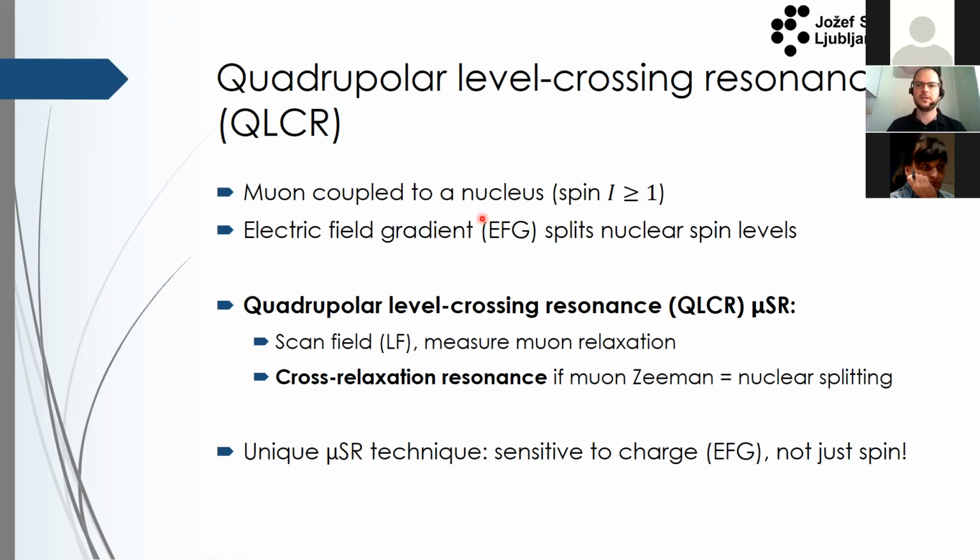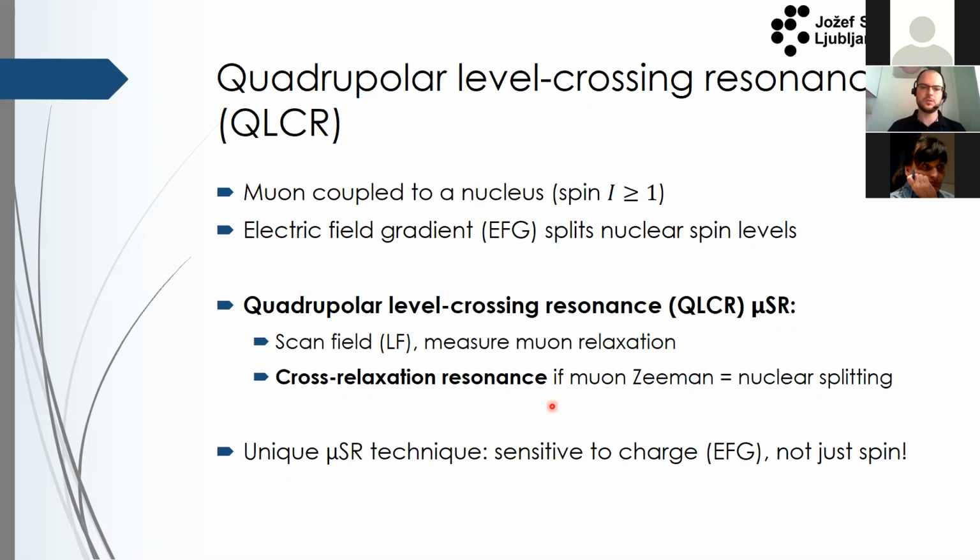In an electric field gradient, the nuclear spin levels split. And as we scan the longitudinal field of the muon, we split its Zeeman levels for the muon pointing along or in the opposite direction to the external field. And we get a strong cross-relaxation resonance where the muon can simultaneously flip together with the nitrogen when the condition that the muon Zeeman splitting equals the nuclear level splitting is met, so we get a resonance there.